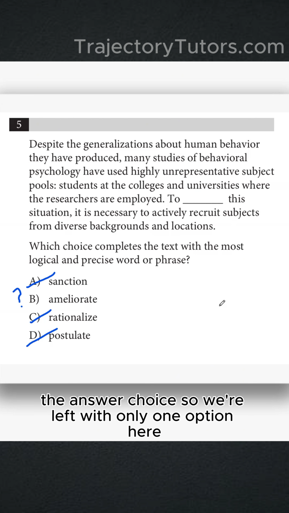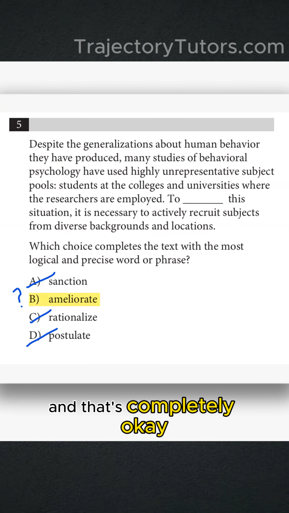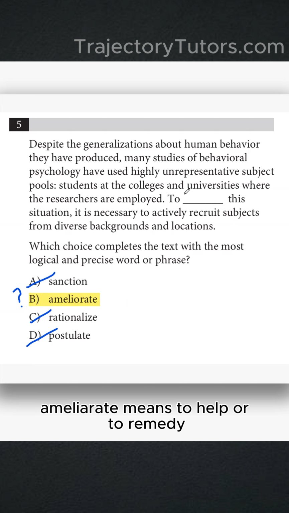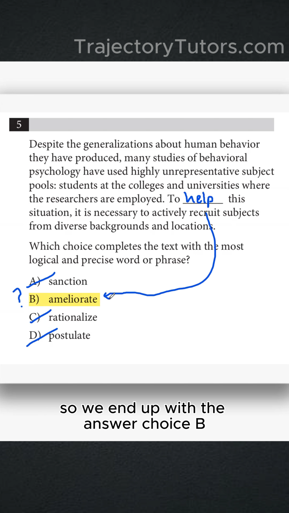D answer choice. So we're left with only one option here, and it's one that we don't know for the most part. And that's completely okay because we've used process elimination to accurately say no to all of these other choices. Ameliorate means to help or to remedy, which is exactly what we want in this blank. So we end up with the answer choice B.